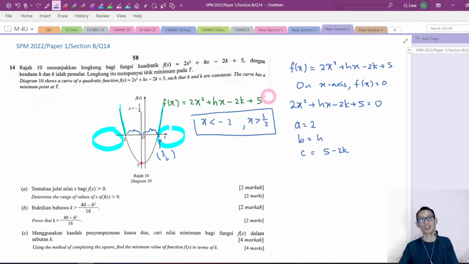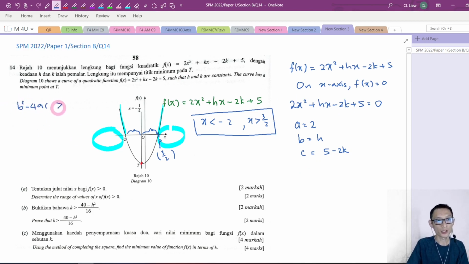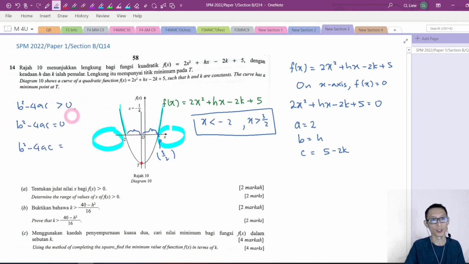Still remember, you learned about the types of root before, the types of root for an equation. Let me write over here, b squared minus 4ac. If this is greater than 0, there will be two different real roots or two distinct real roots. If b squared minus 4ac is equal to 0, two equal roots. If b squared minus 4ac is less than 0, no real root. Okay, let me repeat again. This is two different real roots, this is two equal real roots, and this is no real root.